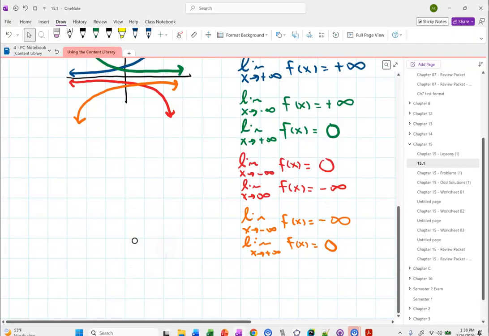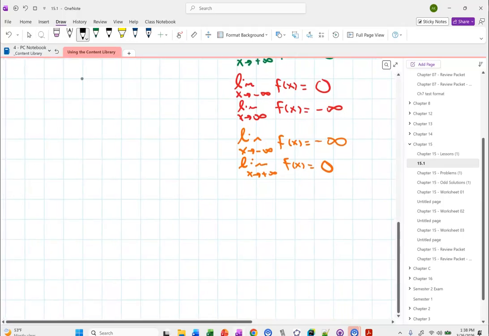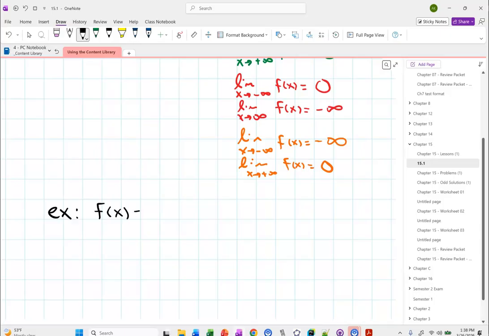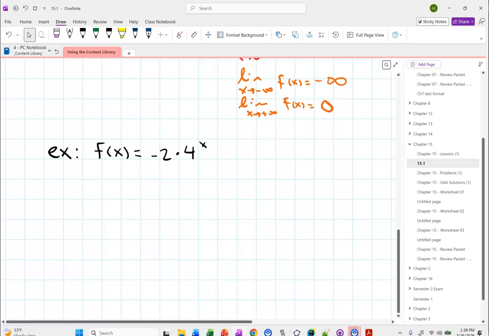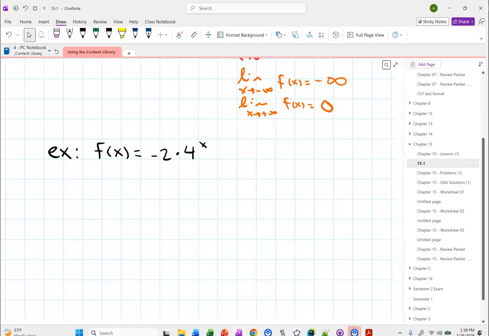All right. Let's talk about just evaluating. So let's say we have f of x equals negative 2 times 4 to the x. Is this an exponential function? Yes, right? It fits the form that we defined earlier.